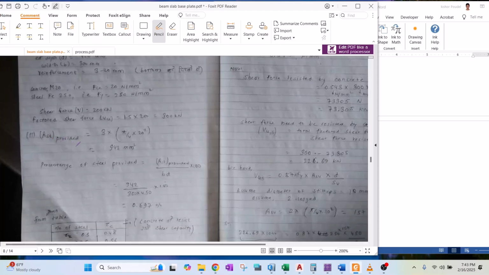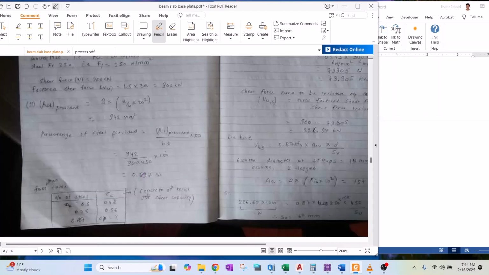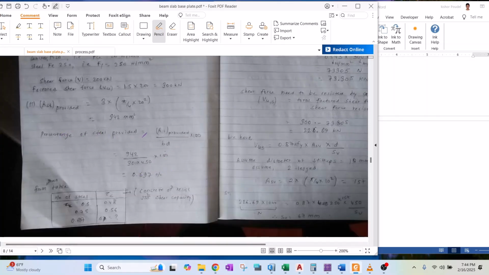So total Ast provided is 942 mm square, and we need the percentage of steel provided to calculate the shear capacity of the concrete. So we have to change this reinforcement provided into a percentage of reinforcement by dividing by the cross-section area of the concrete. So that will result in 0.697 percent. Okay, so we just put these values into this equation, and you can get the value of the percentage of steel provided.